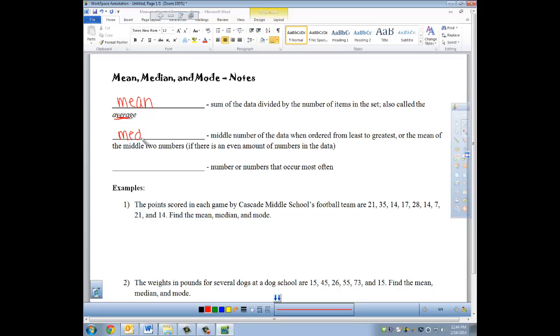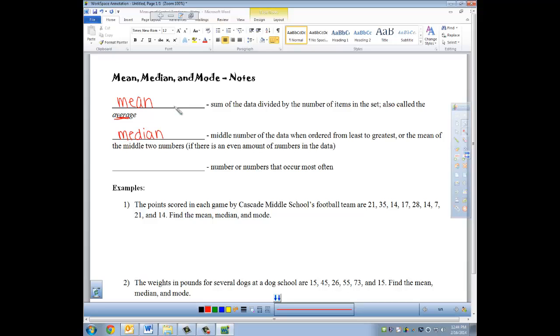Median is the number that is in the middle when you first organize it from least to greatest. Sometimes you'll have an even number of data points, in which case you will find the two that are in the middle, add them together, and divide by 2. So you'll find the mean or the average of those two middle numbers. So we'll see an example like that.